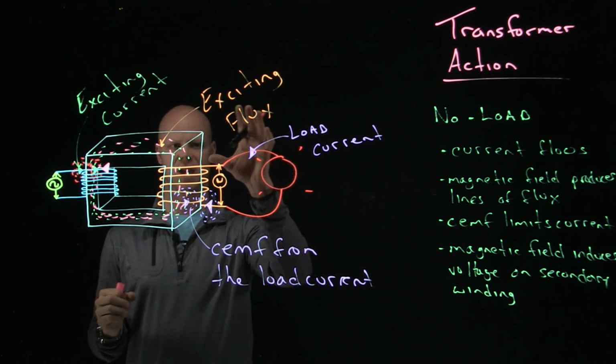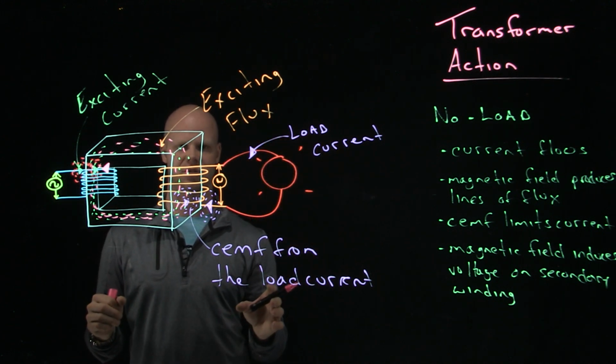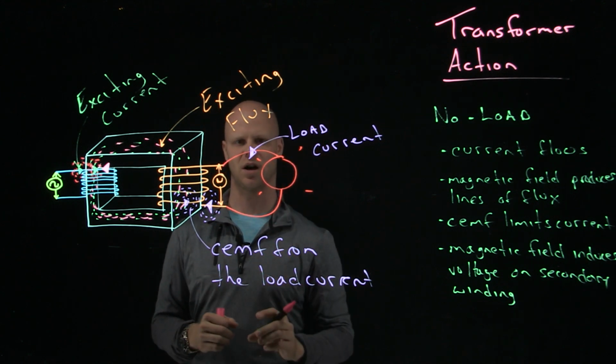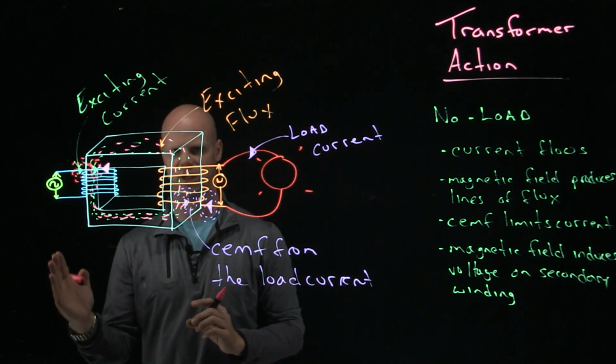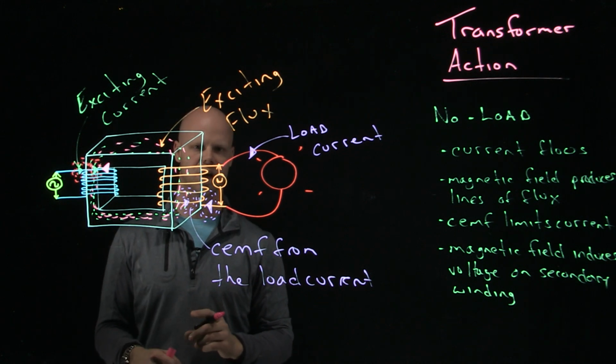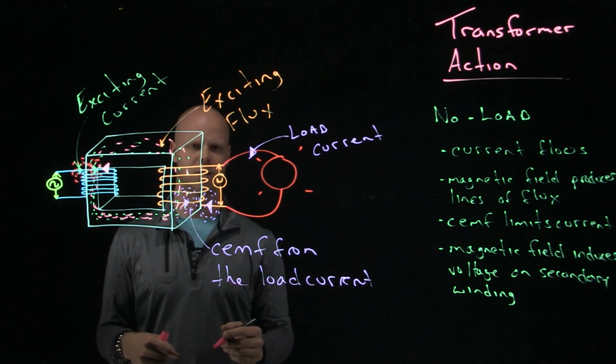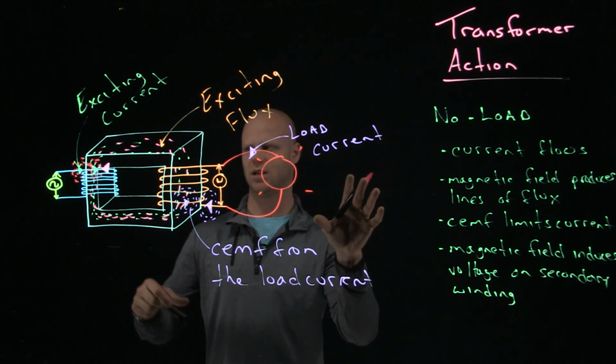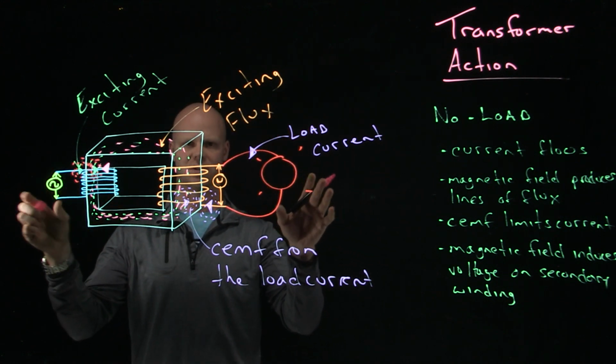Why? Because the magnetic field is also directly proportional to that current. So if I had an increased current on the secondary side, I will also have an increased current on the primary side. And it's always directly proportional. If I double the load on the secondary side, the current on the primary side will do the same.